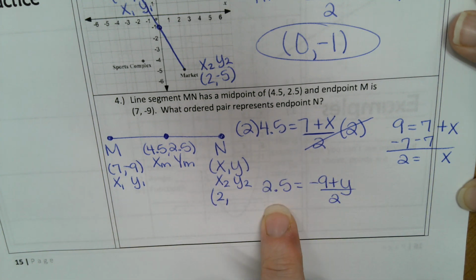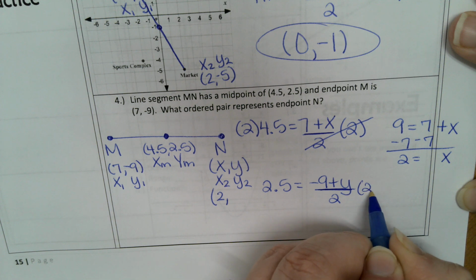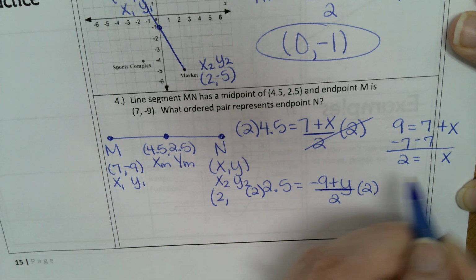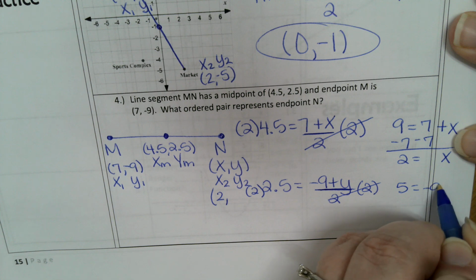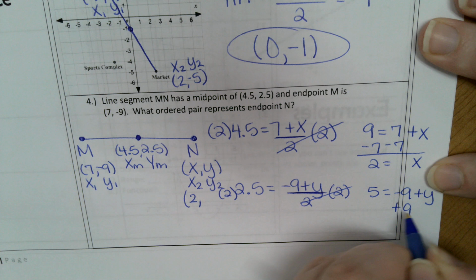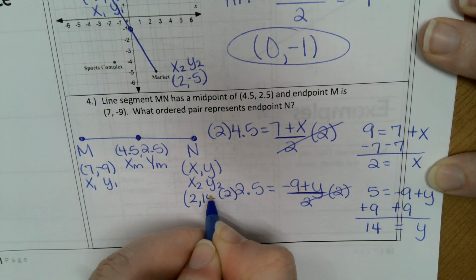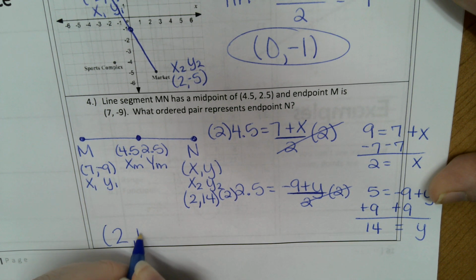Do the same thing for the y values. If this were multiple choice, this might be enough for you to stop and pick your answer, but we're going to finish this out. Same thing. This means that there's division. So the inverse of division is multiplication. Do that on both sides. 2.5 times 2 is going to be 5. -9 plus y gets carried over or down, depending on how you're writing this. And then that's a -9, so add, and we get 14. So N is located at (2, 14).